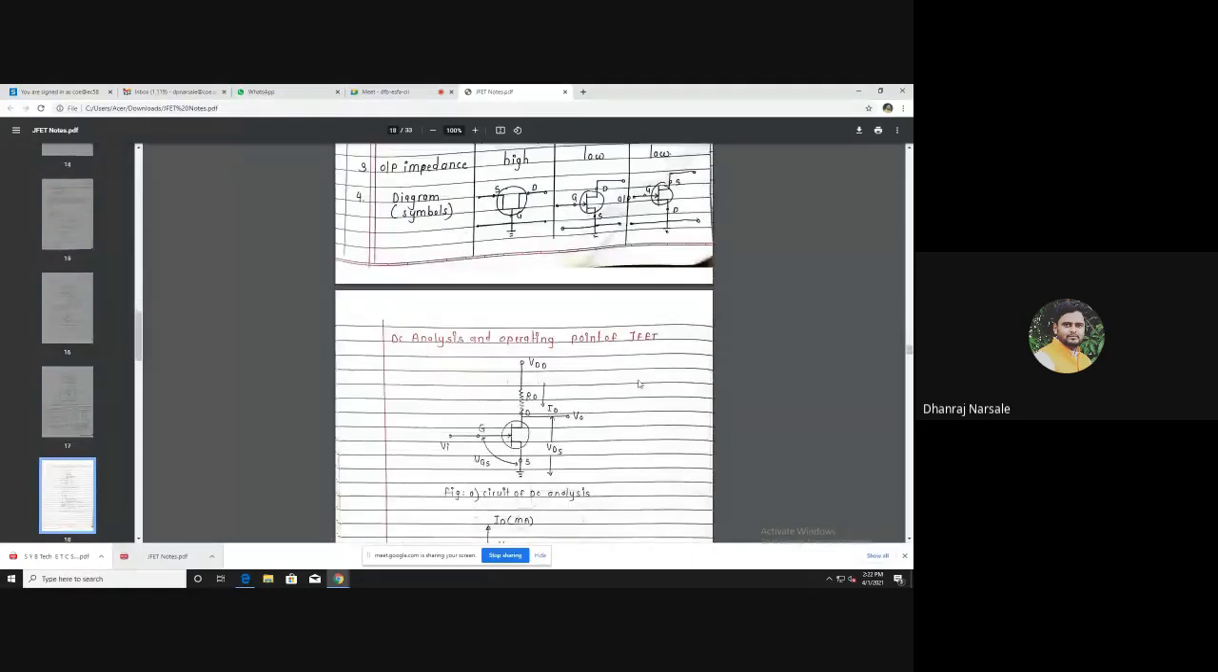Okay, the next point is DC analysis and operating point of JFET. What is meant by DC analysis and what is meant by the operating point of a junction field effect transistor? We will go for that.